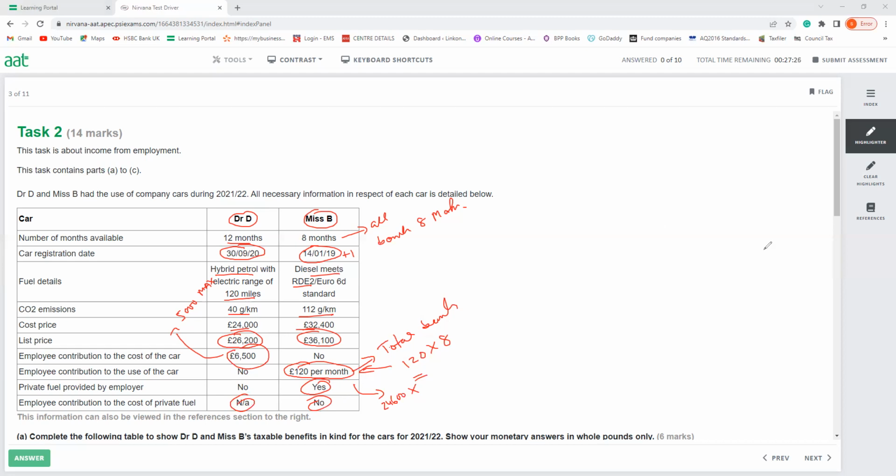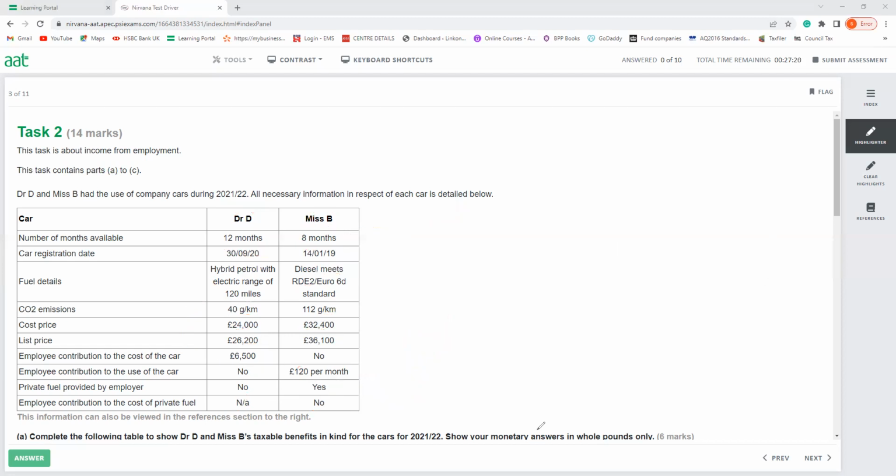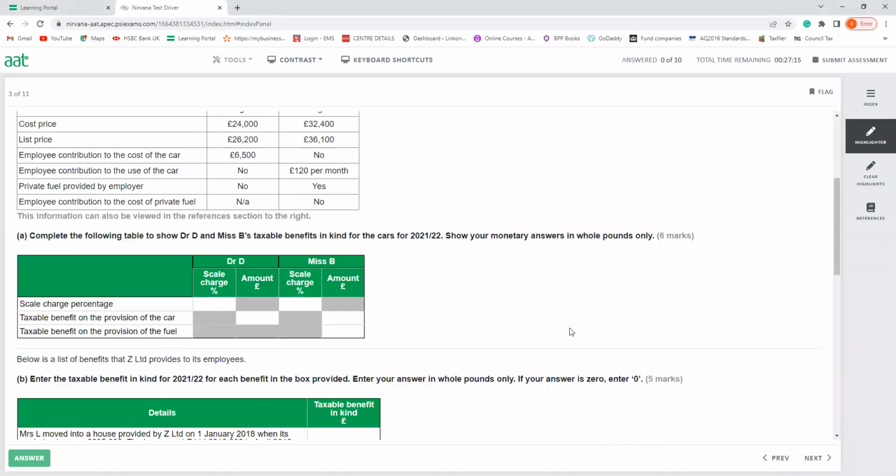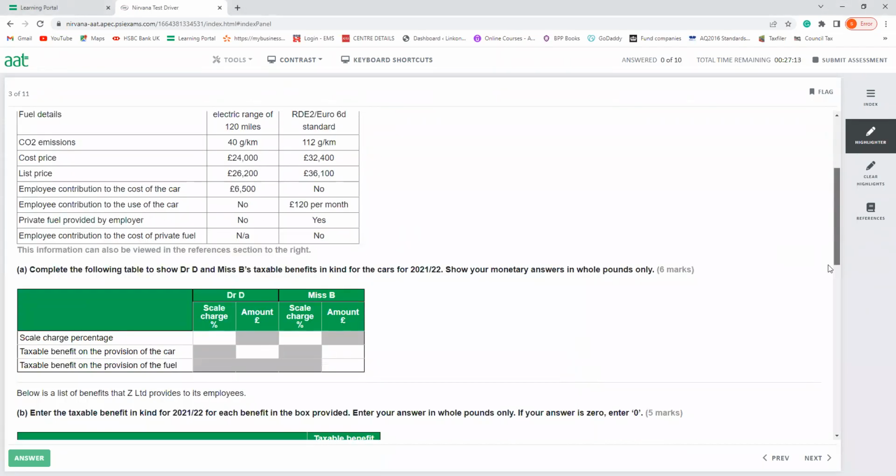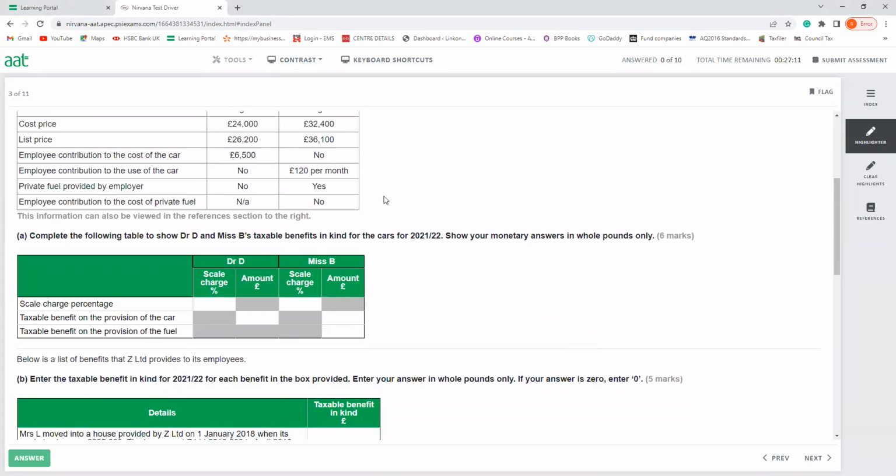Okay, so let's move on to our calculation. So the workings: we need to look at this question. We have to find how much the car benefit is, the scale charge, and we have the taxable benefit of the car and the taxable benefit of the fuel. So you have three things. Let's do some workings.